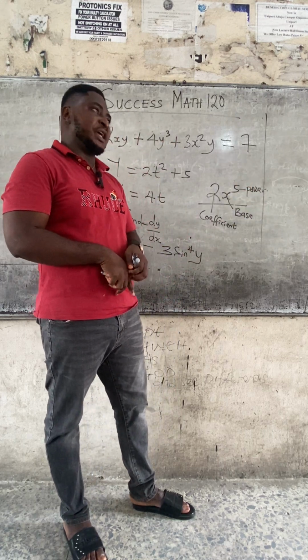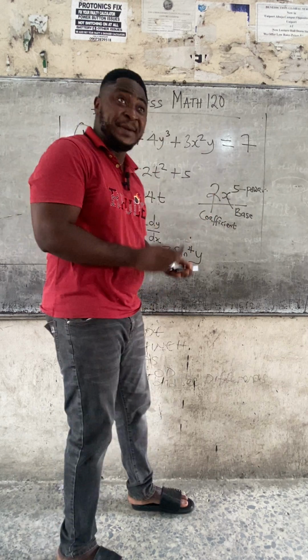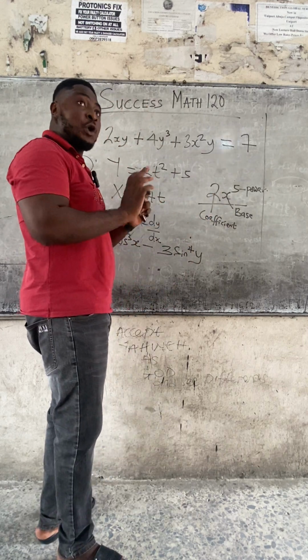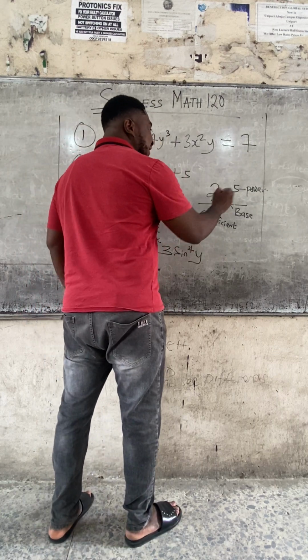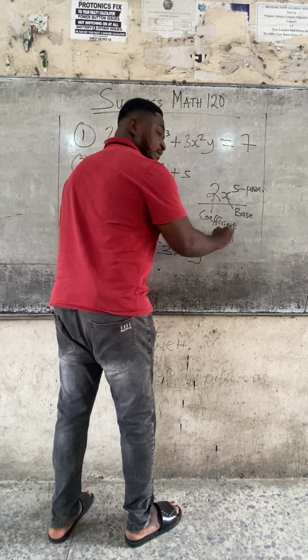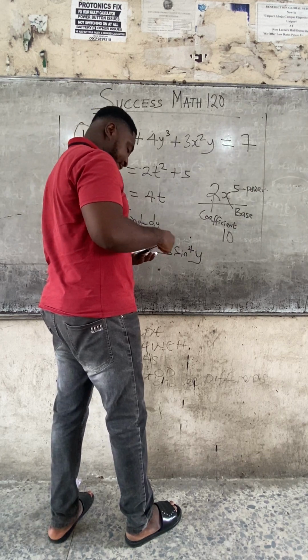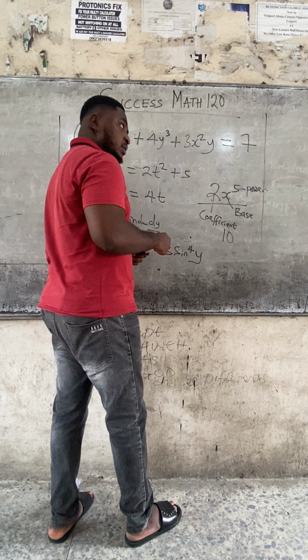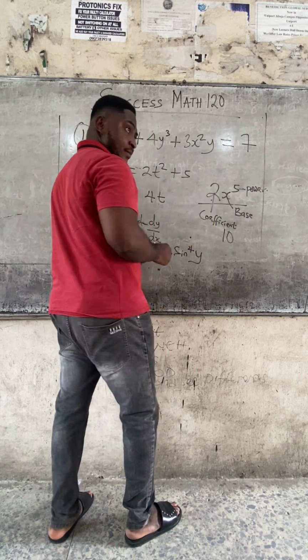So when you want to differentiate, you have to multiply coefficient and power. The first step of differentiation, simple differentiation, which you should have known by now, but some people resume late. Multiply your coefficient and power. 2 times 5, you have 10. That's the first rule of differentiation. First step, multiply coefficient and power.